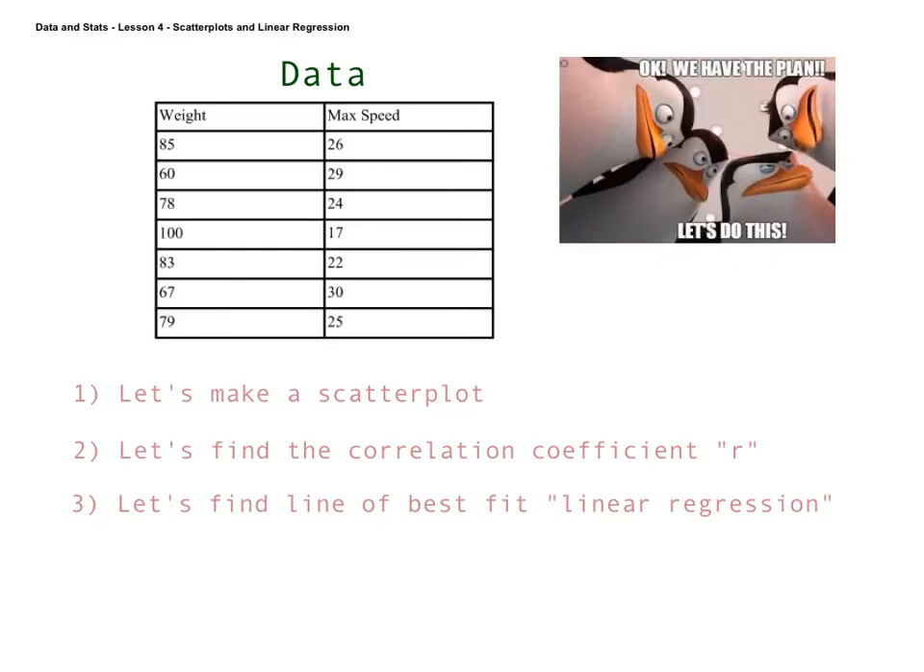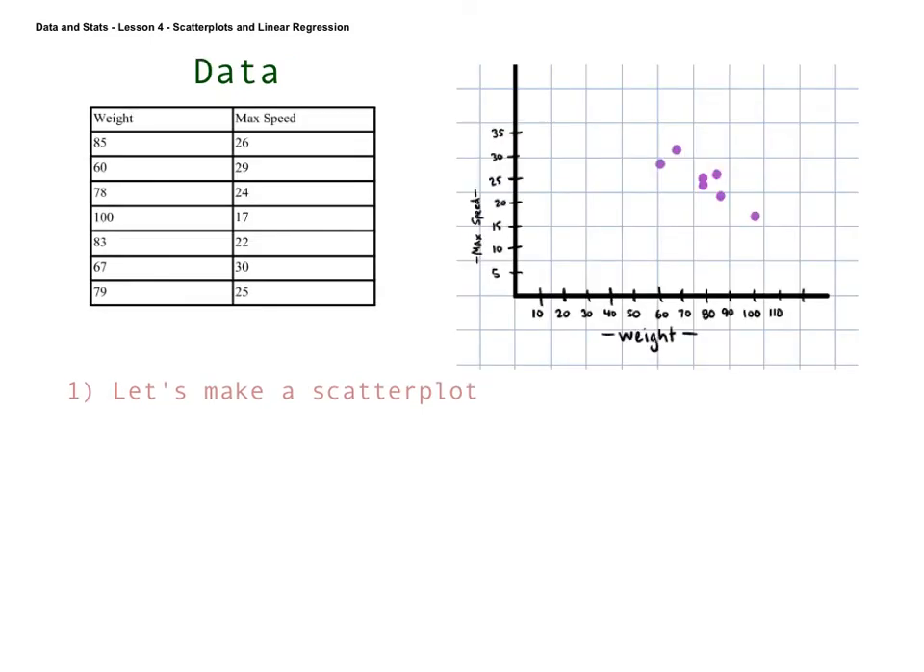Now we're going to take some data. We've got weight versus max speed. We're going to make a scatter plot. We're going to find the correlation coefficient using our calculator, and we're going to find the line of best fit. Line of best fit is in y equals mx plus b. We're going to find the slope and the y-intercept using our graphing calculator that fits this data the best.